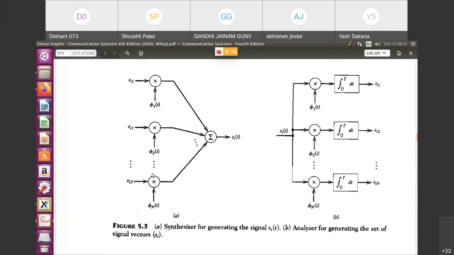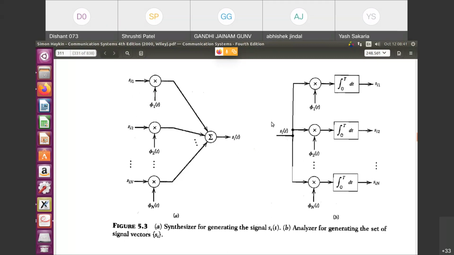Now, this multiplication you may do through some op-amp circuit or through other circuits, whatever way you implement multiplication in hardware. Ultimately, things have to be done in hardware. So you take the coefficients, that is, the Sij's with j from 1 to n, and you multiply each, let us say Si1 with phi 1(t), then Si2 with phi 2(t), and finally you have an adder circuit to add all of them. So you get Si(t). This is a synthesizer for generating the signal Si(t).